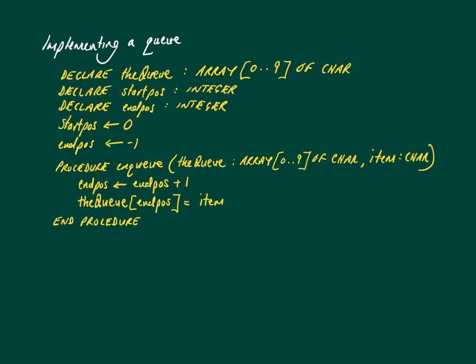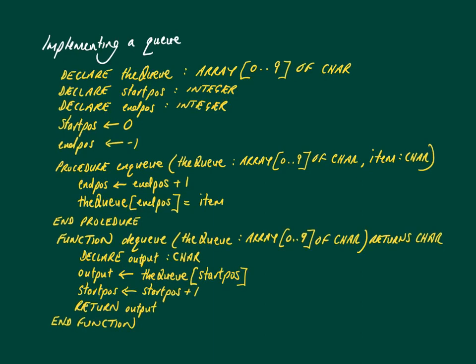Let's create dequeue. Now dequeue is a function that will return the item at the front of the queue. So in the function, we dequeue, we're taking in the queue, but we're returning a character. This will be the item that's in the queue. I'm declaring a local variable called output, which is a character, because I'm going to assign the value that's at the start of the queue to the output variable. I'm then going to increment start position, so start position becomes 1 or 2, and then I'm going to return the output character that I grabbed earlier on.